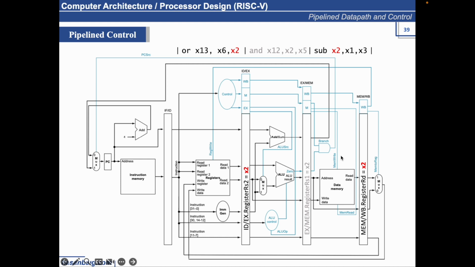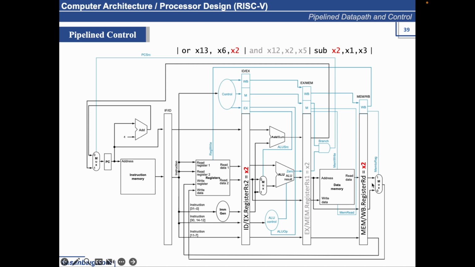But where do we need to forward the data from? Once the sub instruction is moved into this stage, the updated value of x2, which was initially generated from this stage, was first stored in here when the sub instruction was in this stage. But when the sub instruction moves to the next stage in the next clock cycle, now the updated value of x2 is stored in this register. So for this dependency, we need to forward the data from the memWrite back phase, because the memWrite back register now contains the updated value of x2.